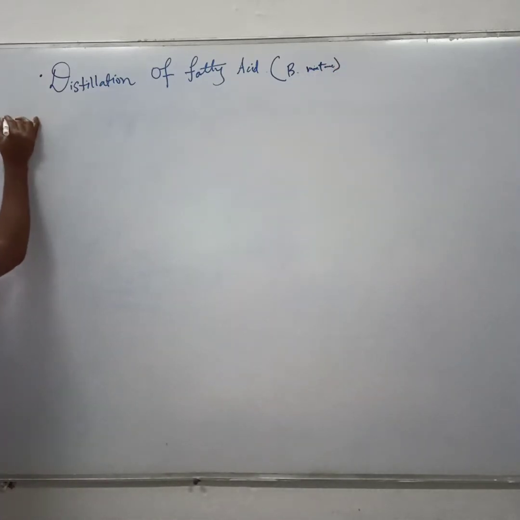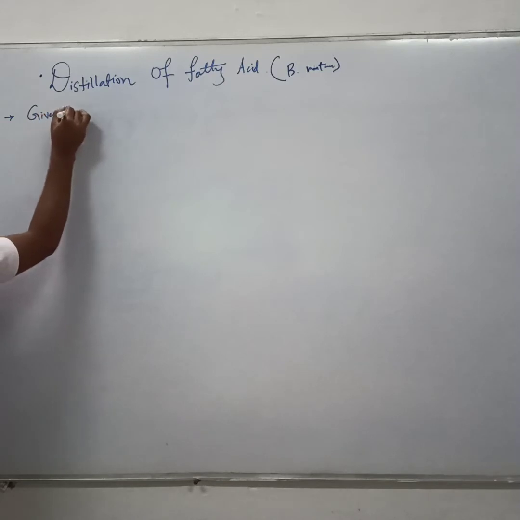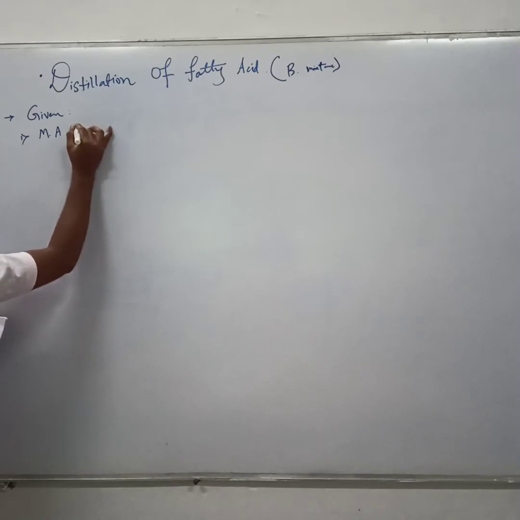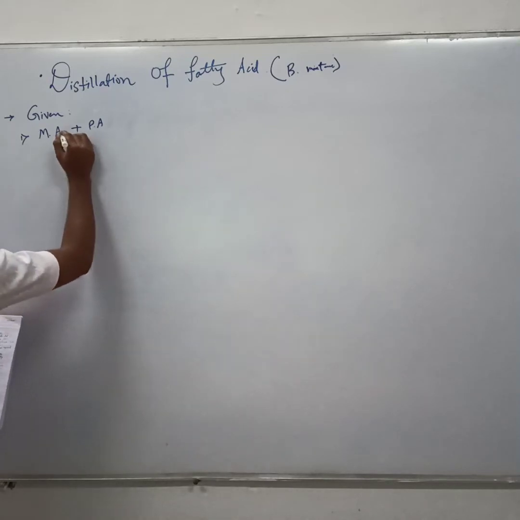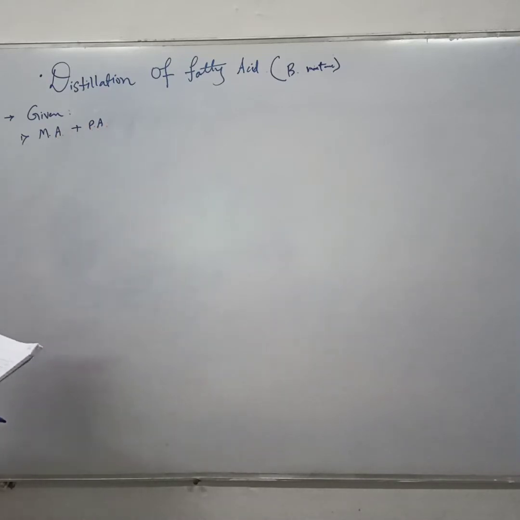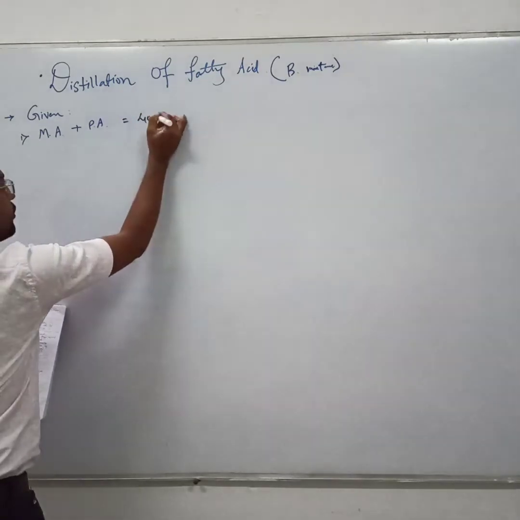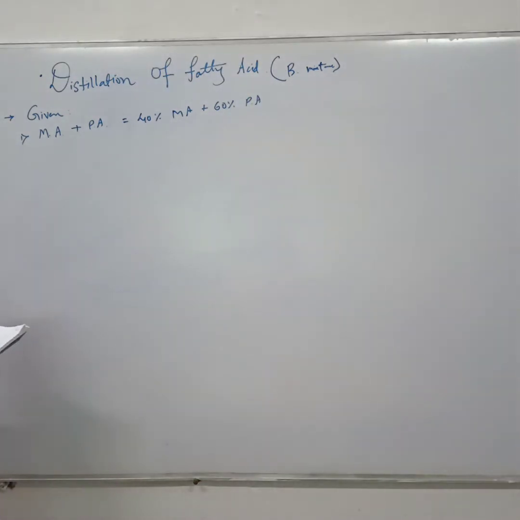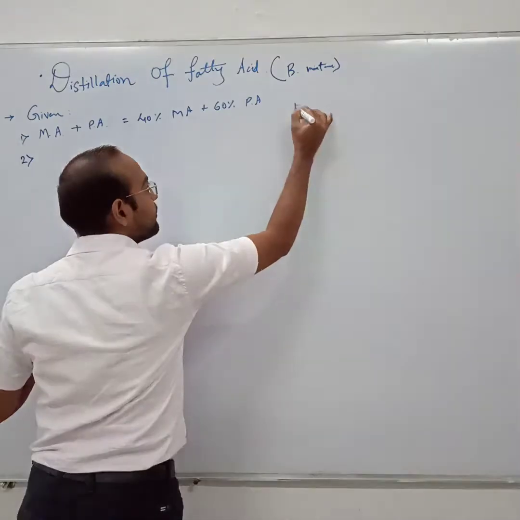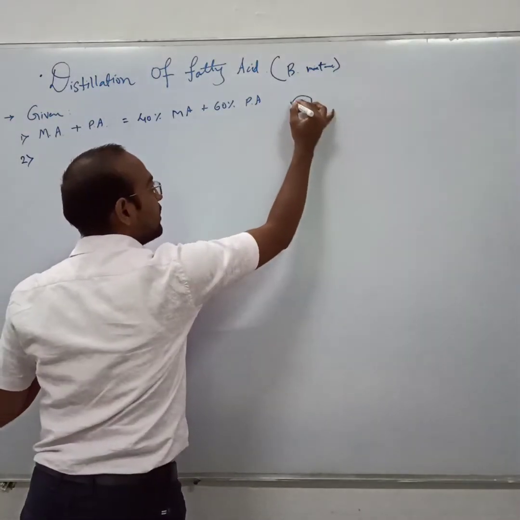Now we write the given values. It is a mixture of myristic acid plus palmitic acid. Instead of writing the complete words, I use the abbreviations capital MA and capital PA. It is a mixture of 40% myristic acid plus 60% palmitic acid. Second, this mixture is to be separated in a fractionating column to give a product containing 96% myristic acid.